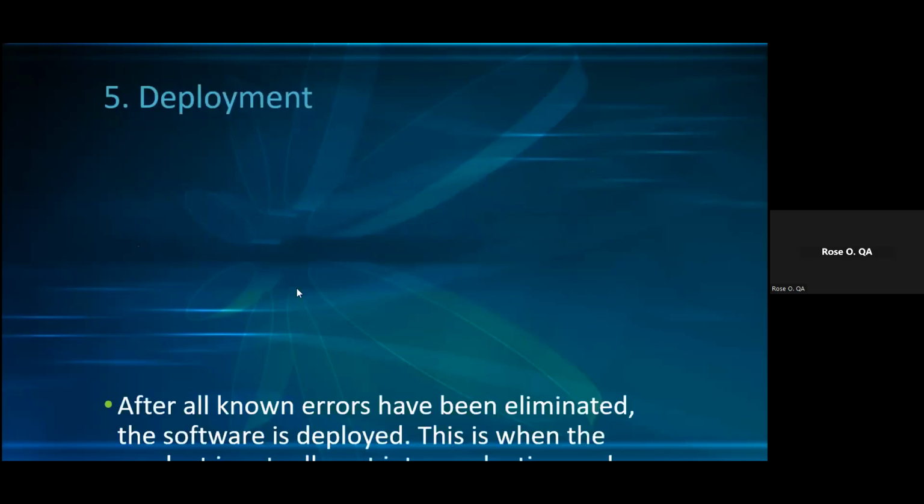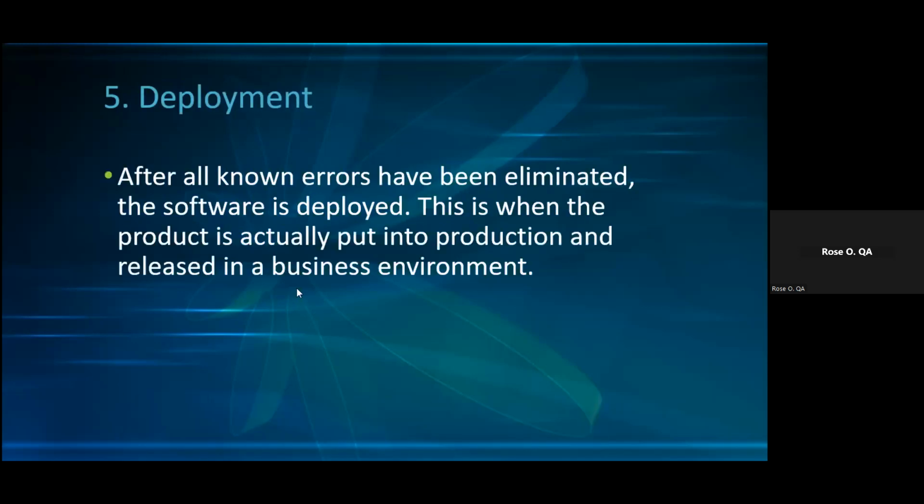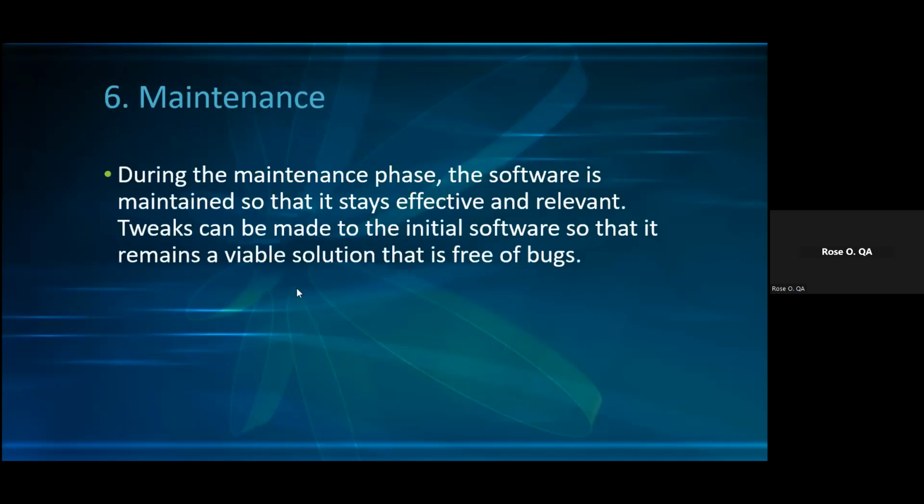How is this done? Everything that we have tested, the way we are moving from one environment to the other, that is deployment. It runs through a pipeline. It's being deployed to all the test environments. So the last one is maintenance. During this maintenance phase, the software is maintained so that it stays effective and relevant. Tweaks can be made to the initial software so that it remains a viable solution that is free of bugs.